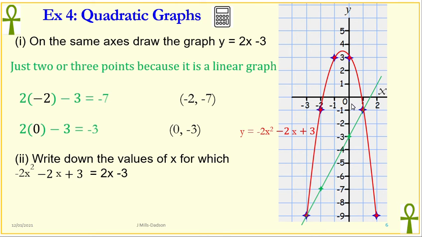So I'm going to trace it up and just read the numbers. So my first answer, negative 3. Second answer, positive 1. Which means these are the values of x for which negative 2x squared minus 2x plus 1 will be equal to 2x plus 1.